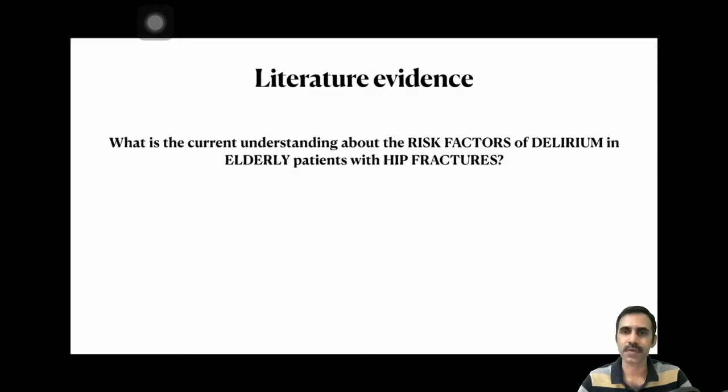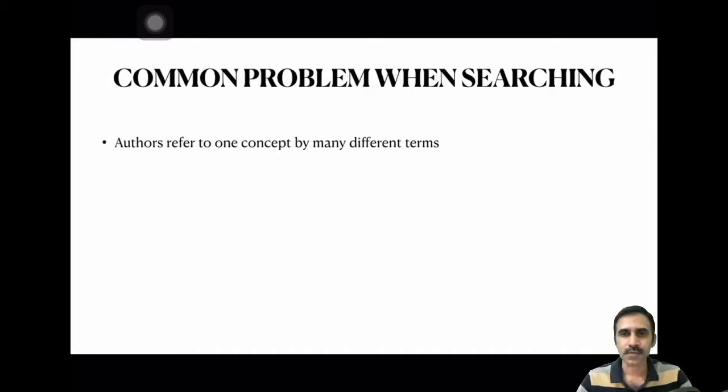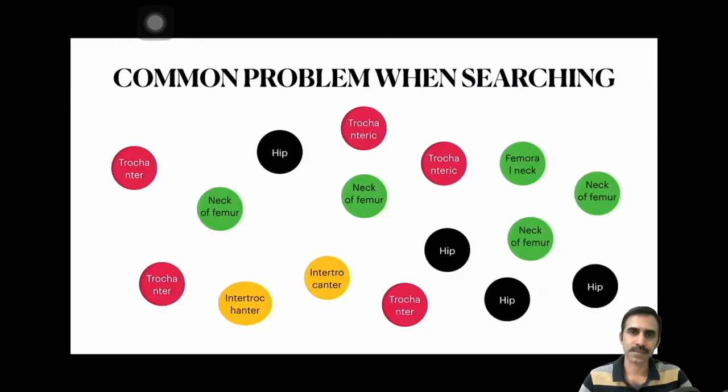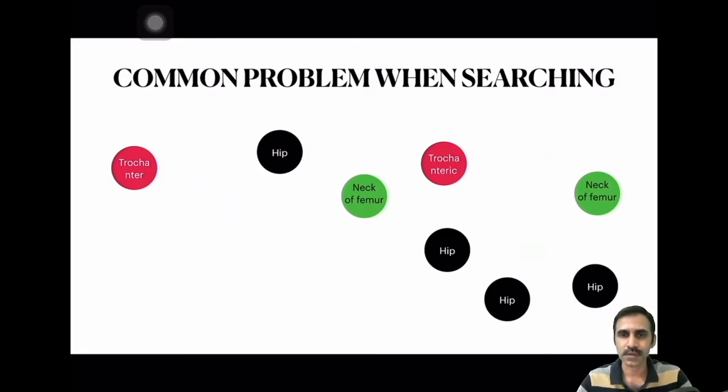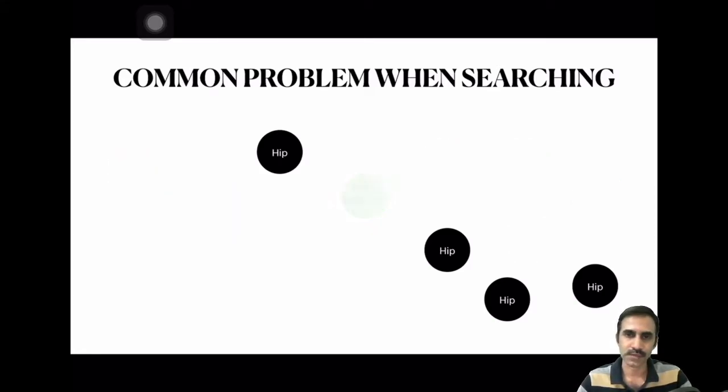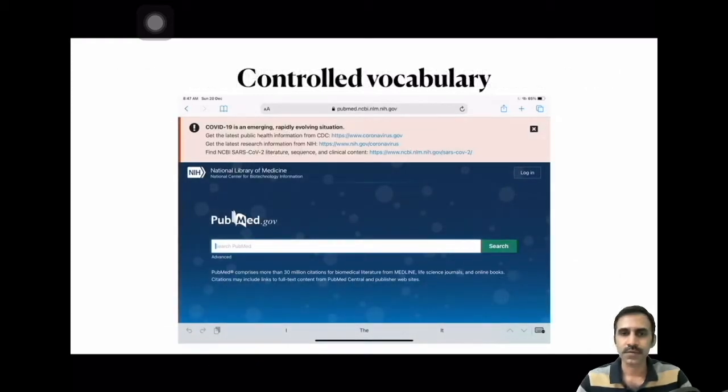One problem with PubMed search is that authors will be referring to one concept by many different terms. For example, when you search for the hip, you may be excluding the intertrochanter, trochanter, neck of femur, and finally what you will be getting will be a smaller number of search results. So we have to use a controlled vocabulary when you are searching PubMed. This controlled vocabulary is called MeSH, used in combination with keywords.